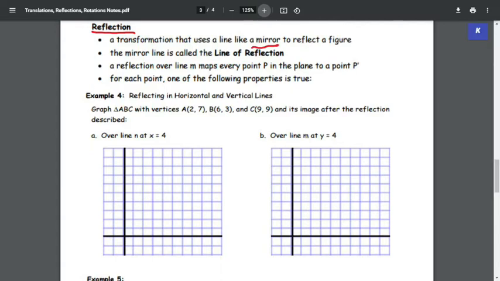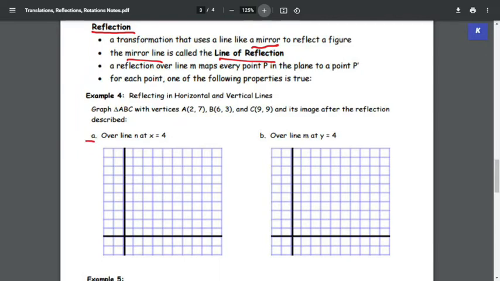But what we do with a reflection, we're going to have what we call basically a mirror line, or the line of reflection, cleverly named. And you're going to basically reflect your figure over that line of reflection. So that line of reflection is basically like the mirror. So let's jump into our problems here in example 4.